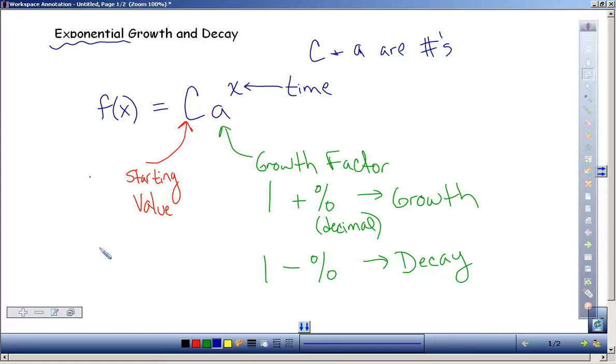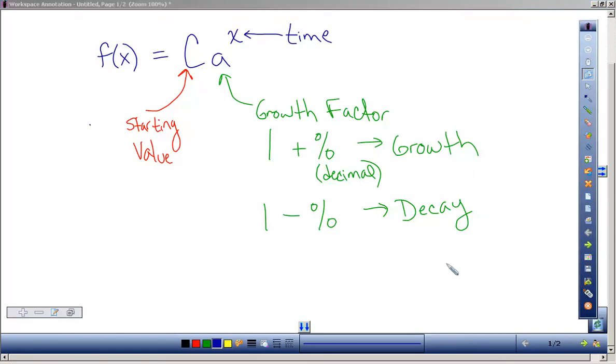Time doesn't really depend on anything else. Time, however, can be a lot of different things. It can be years, it can be hours, it can be minutes. It just depends on the problem, so you do want to make sure you're reading your problems carefully to make sure that your time is the right time frame. When we do a problem, you could be given many different types of problems with this lovely little model.